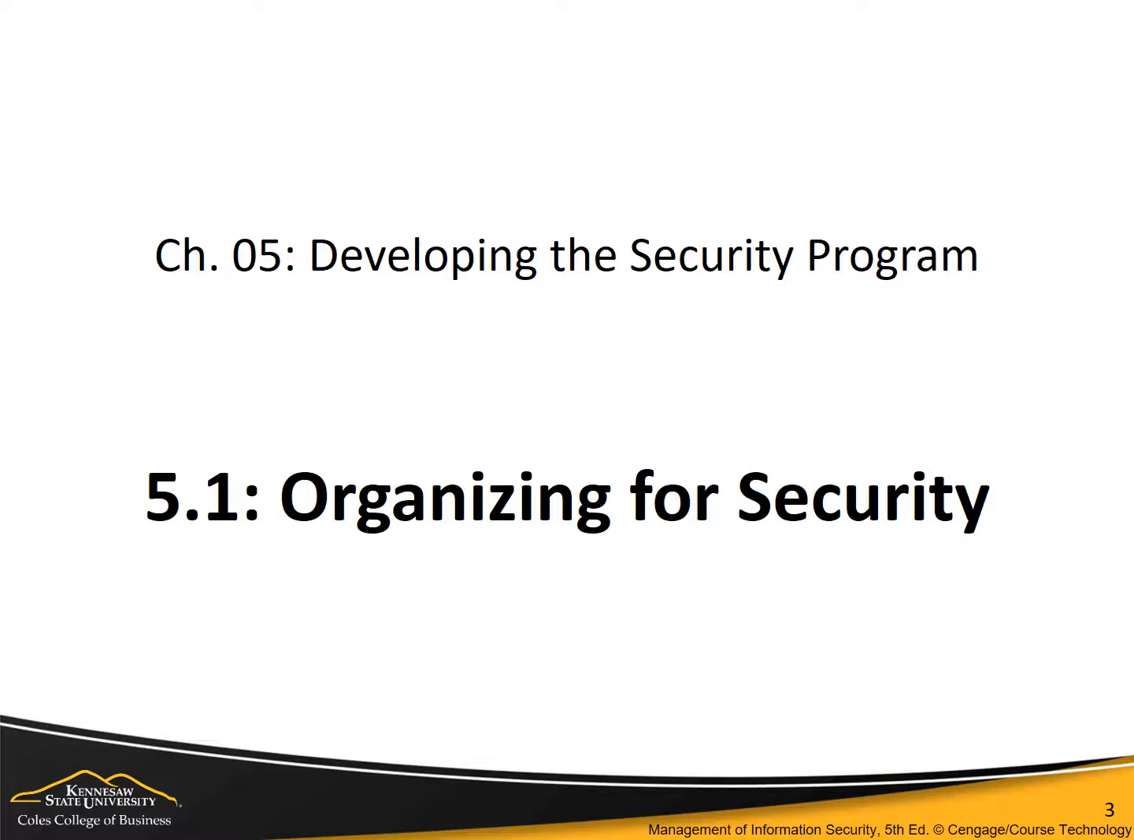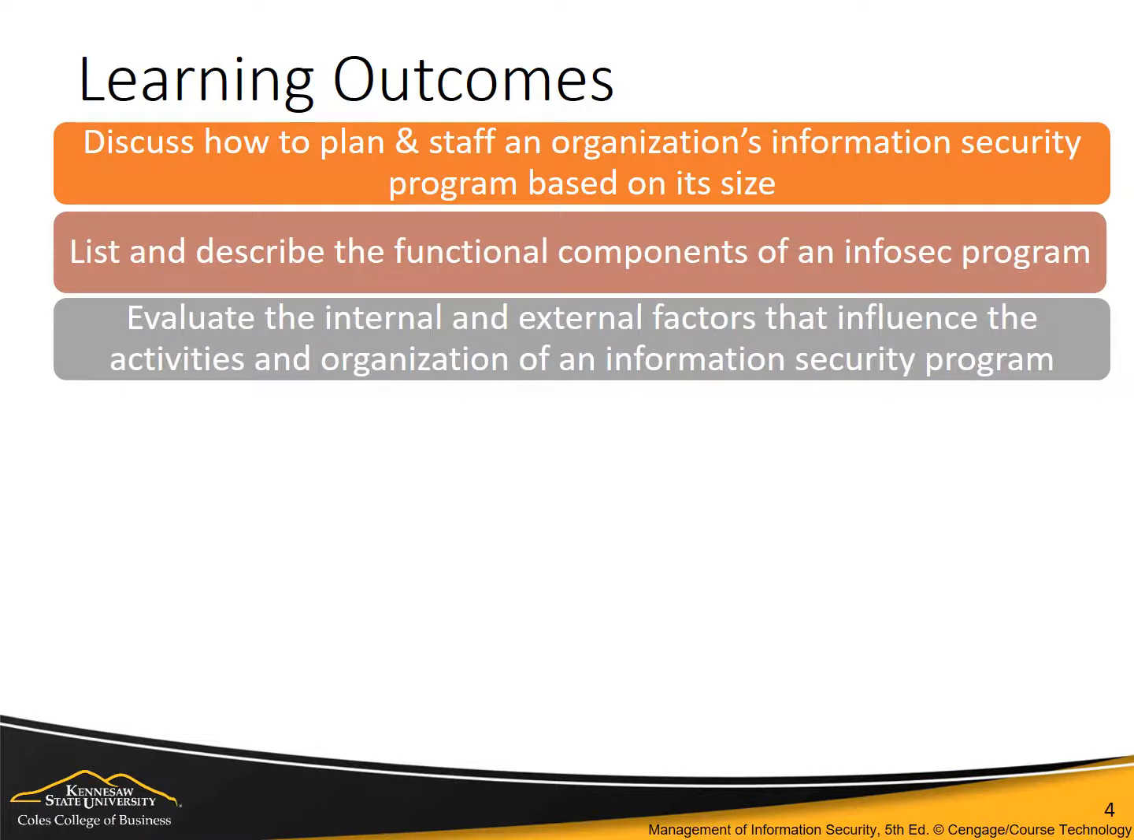We will cover these 6 learning outcomes in the following 6 sections. We begin with Section 1, Organizing for Security. The learning outcomes for this section include the first 3. Determine how to plan and staff an organization's information security program based on its size. List and describe the functional components of the information security program. And evaluate the internal and external factors that influence the activities and organization of an information security program.